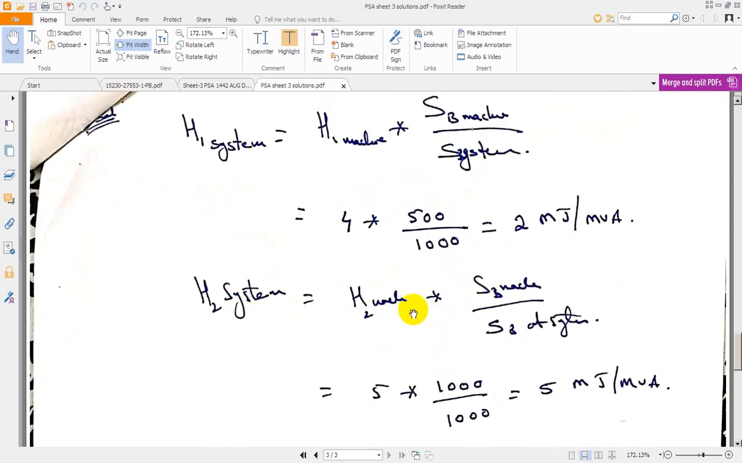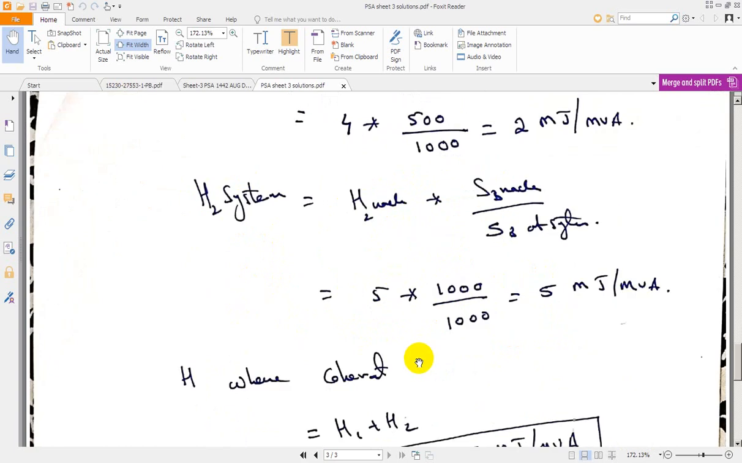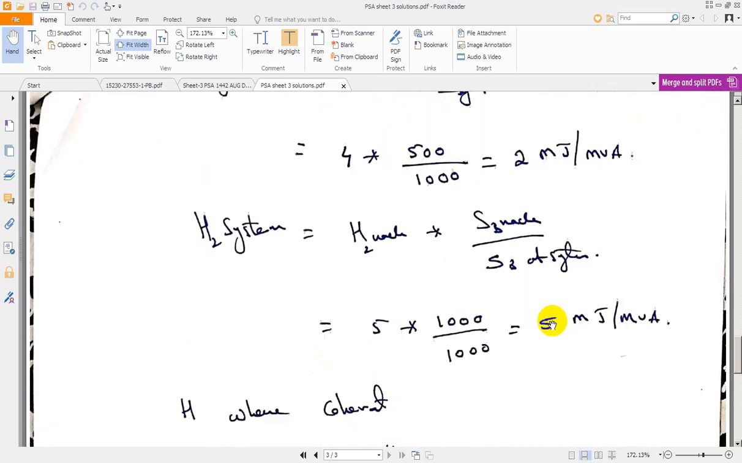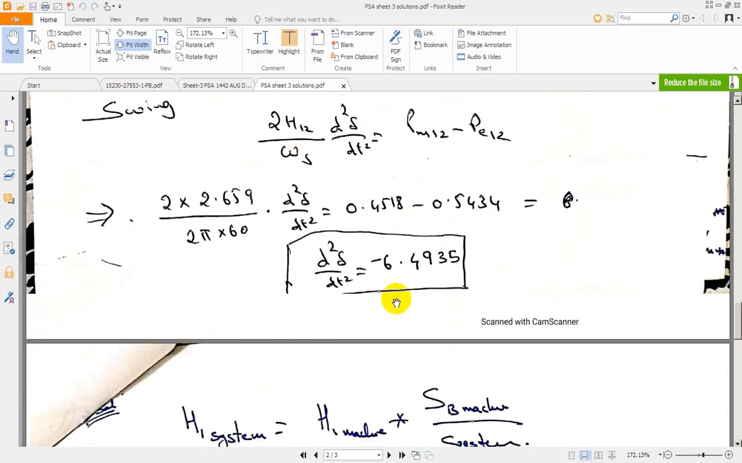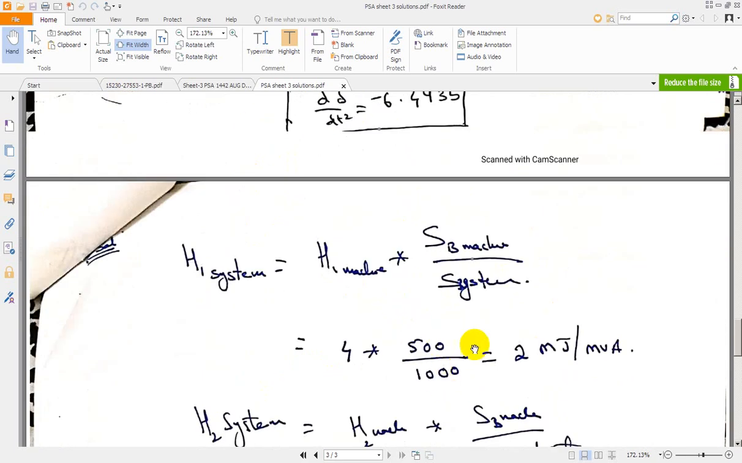H2 is equal to H2 of the machine into S base of the machine divided by S base of the system. H2, we got these two. Total H will be, now what are we doing? We have converted these two to the same base. We have converted H1 of machine 1 to the same base value. Previously it was for 500. Now we have changed this to the same base value.